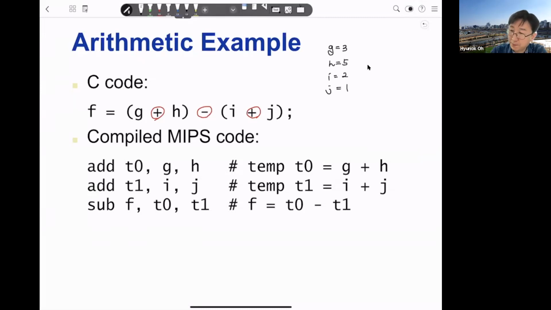So what do we have to do? To assign these values, what do we have to do first? Which instruction do we have to use?